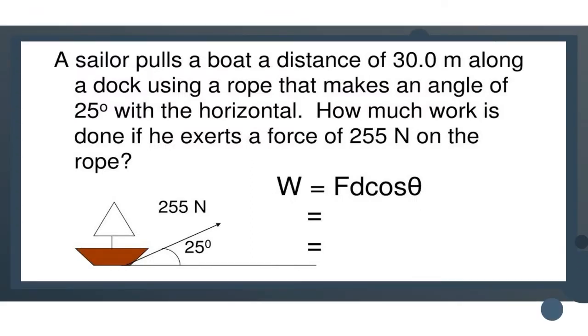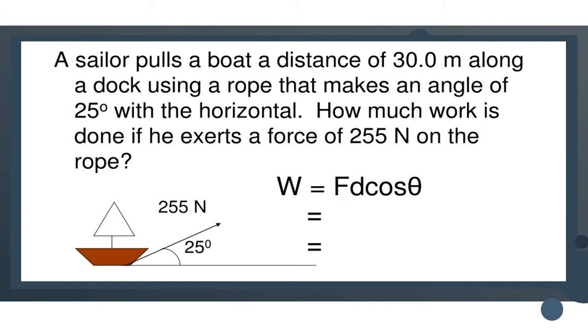Another one. So, a sailor pulls a boat a distance of 30 meters along a dock using a rope that makes an angle of 25 degrees with the horizontal. How much work is done if he exerts a force of 255 Newton on the rope? Now, dito po is meron na tayong angle na given. Pero tignan niyo po horizontal. Ibig sabihin kapag horizontal along the x-axis, ang gagamitin po nating formula dyan ay F_x cosine theta.